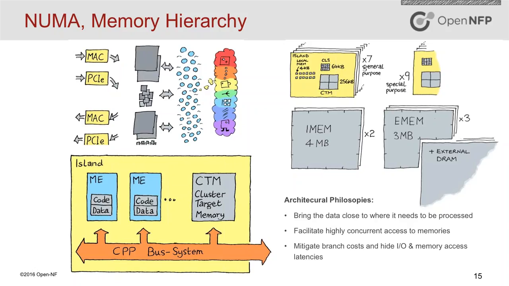The philosophy here is to try and bring the essential data as close to the processing point as possible. Within the microengines, we have mechanisms to allow us to do highly concurrent access to memories and to mitigate the latency and costs of doing branches, accessing I/O, and memory, allowing us to have multiple threads executing within the microengines.